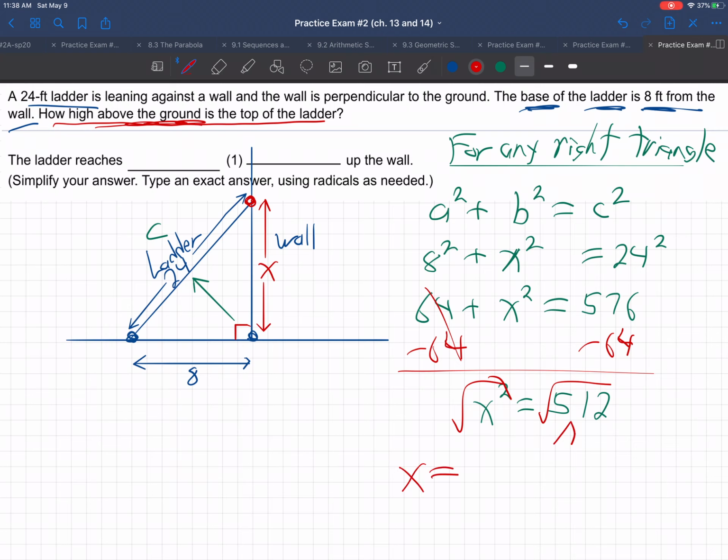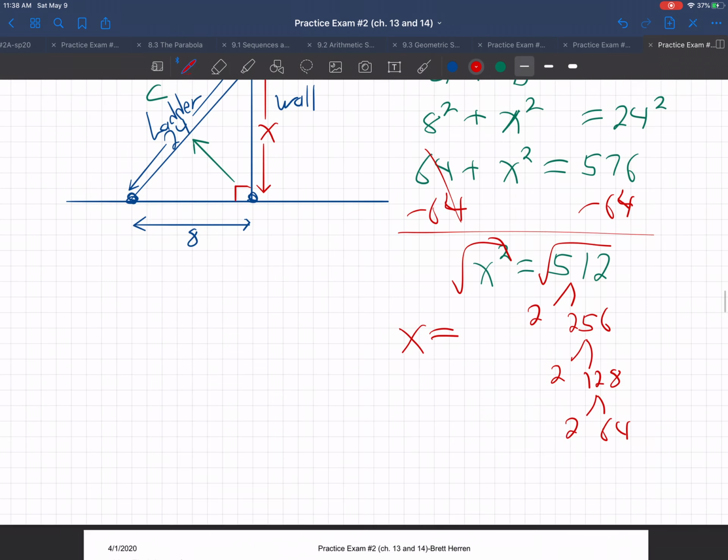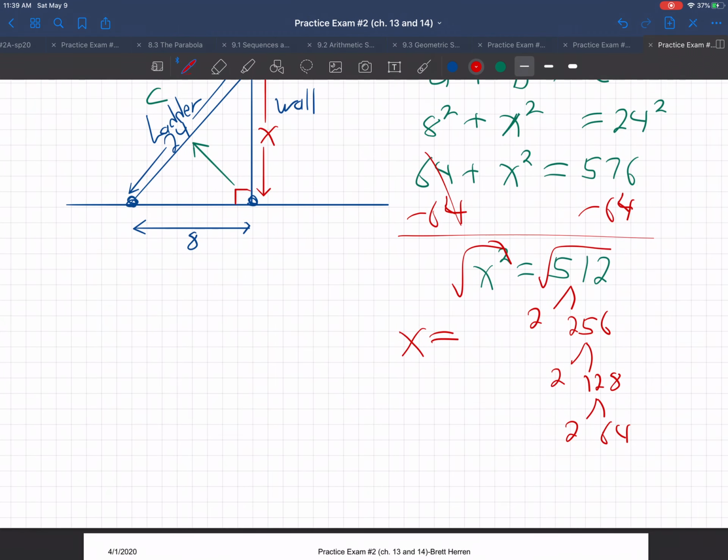We've got to break down the 512 using our calculator. I don't know what goes in. I know 2 goes in because it ends even. 2 times 256. I know we can do 2 again. Just use my calculator. 2 times 128. I know I can do 2 again. 64. I know that is 8 times 8. And each of those is 2 times 2 times 2. Whew, that's a lot of 2's.